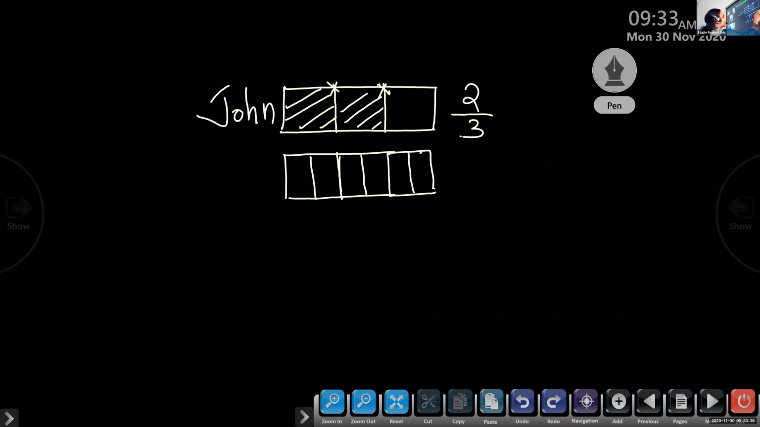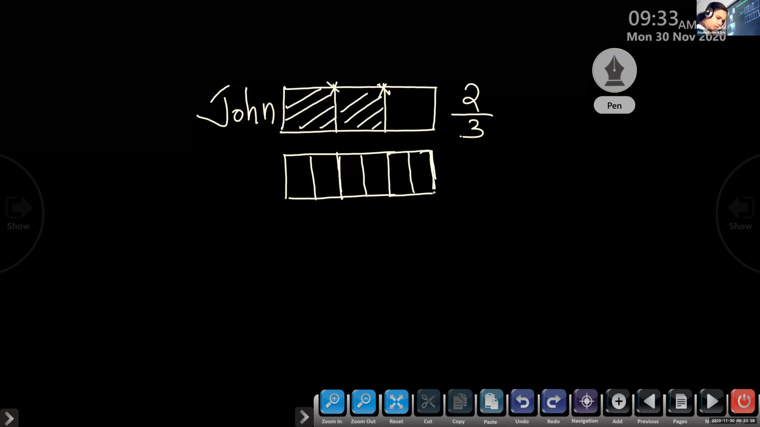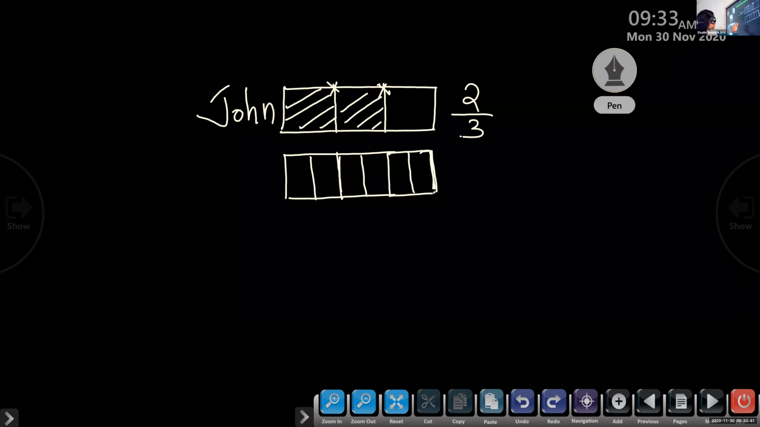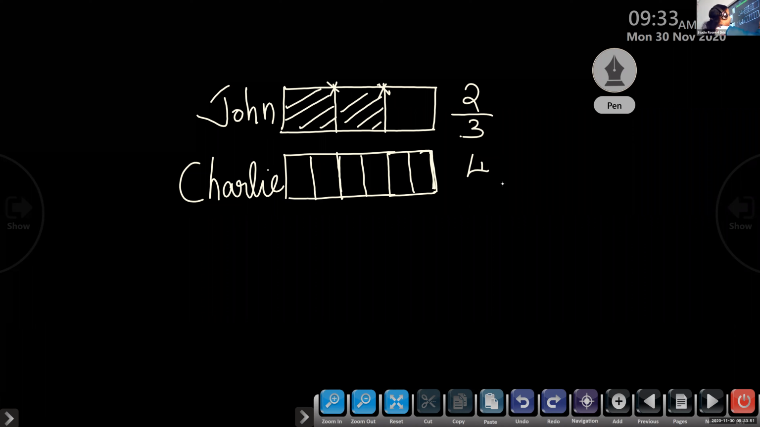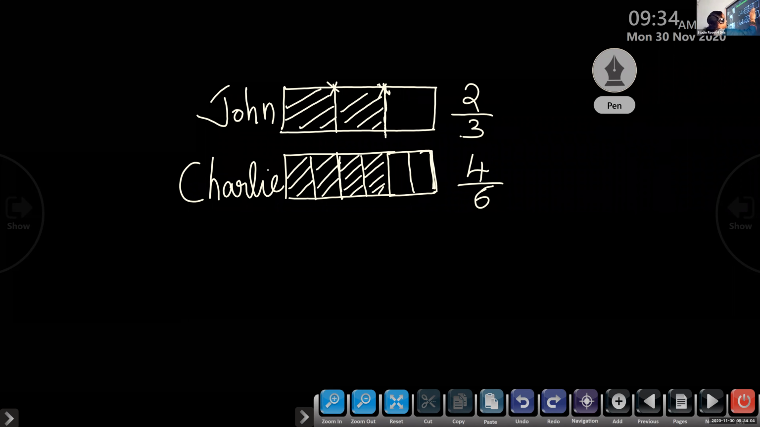Equal amount. So that is for Charlie. 4 by 6. For 4 by 6, how many parts do you have to shade? 4. 1, 2, 3, 4. So from the picture itself, you can see they are the same amount. Look here. Here we are doing 2 by 3, and here, 4 by 6.